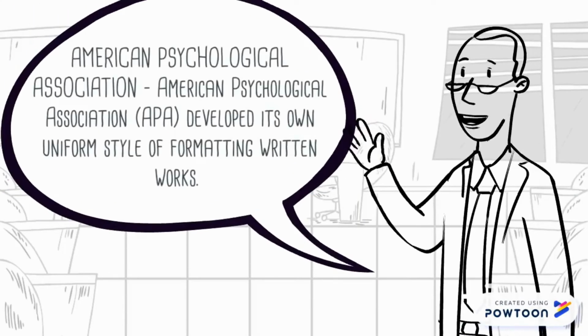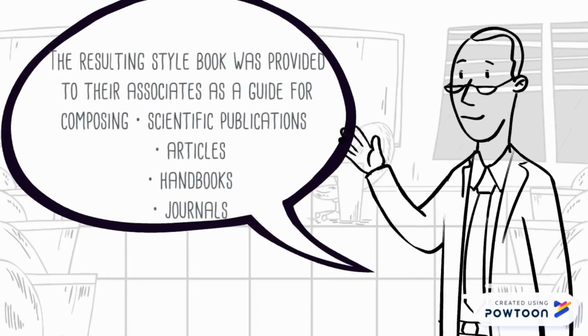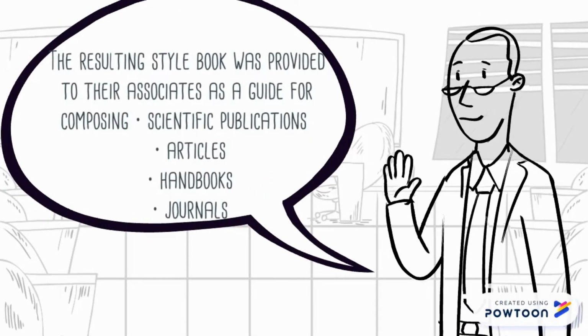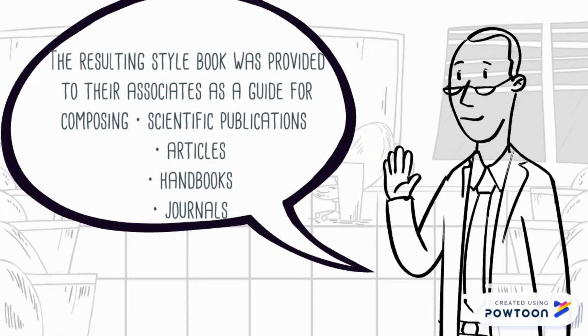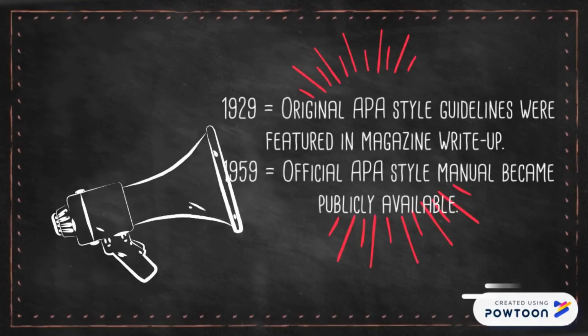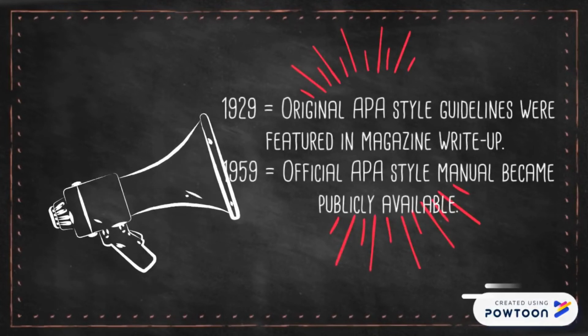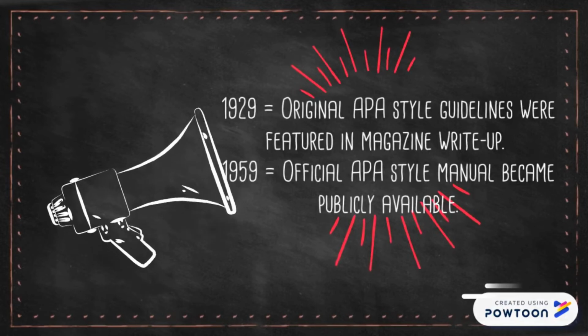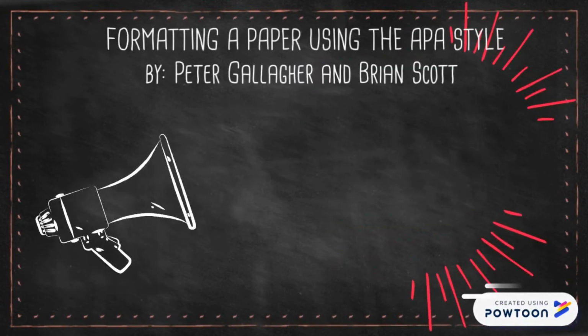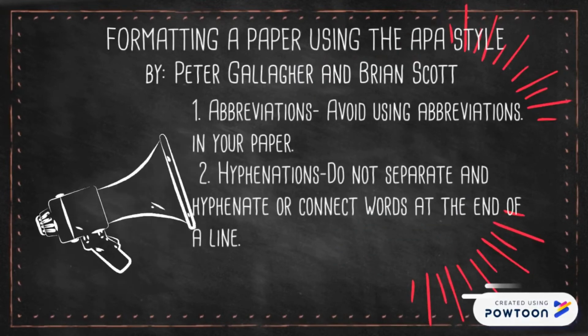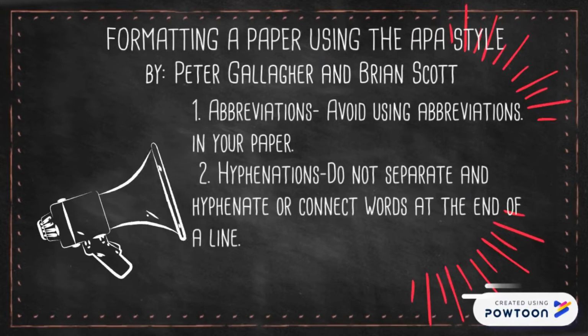The American Psychological Association, also known as APA, developed its own uniform style of formatting written works. The resulting style book was provided to their associates as a guide for composing scientific publications, articles, handbooks, and journals. In 1929, the original APA style guidelines were featured in a magazine write-up. In 1959, the official APA style manual became publicly available. Formatting a paper using the APA style by Peter Gallagher and Brian Scott.